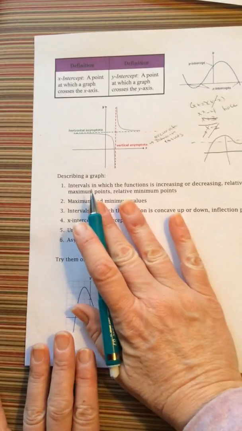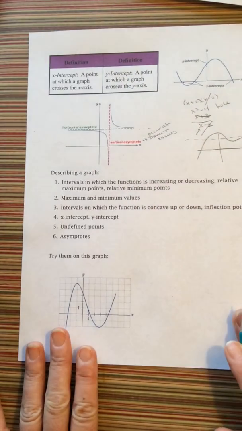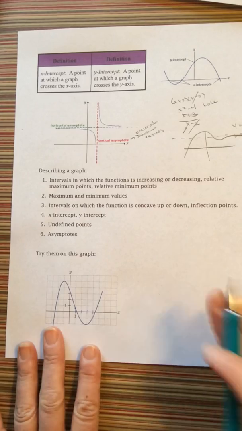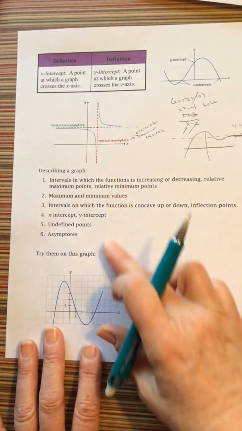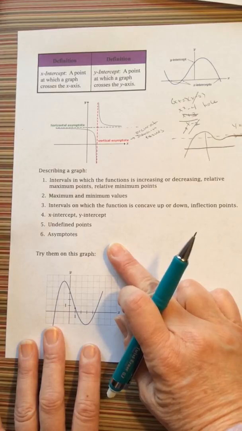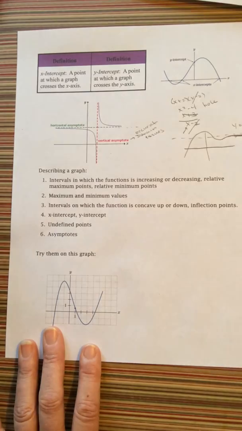So if you want to describe a graph, there's some things that you can do to describe it. And you have a graphing calculator. So I'm going to want you to make these kind of comments about your graph and not just draw me a picture. Because drawing me a picture would be just taking your graphing calculator and sticking it down and drawing what you see.